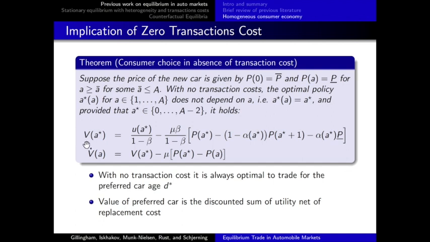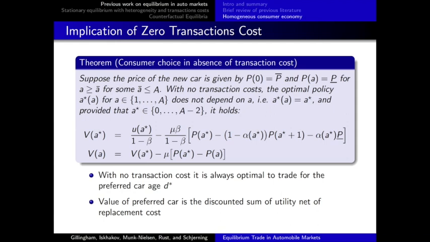Now, with this, you can derive the value functions, and it turns out that when there's no transaction cost, since it's always possible to trade for the preferred car, the value of the preferred car is really the discounted sum of utilities that you get from owning the same car every period, net of the cost of replacing that car over and over again. Since there's no transactions cost at all, people will just line up and figure out what age of car they want, and then just go for that every time.